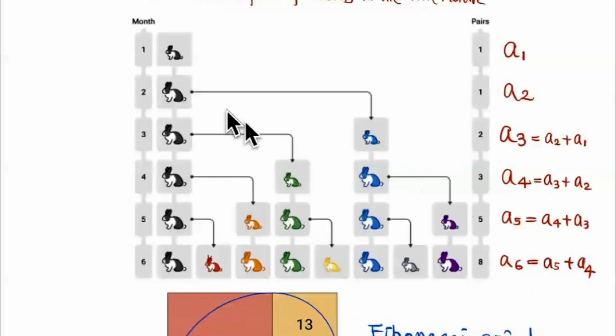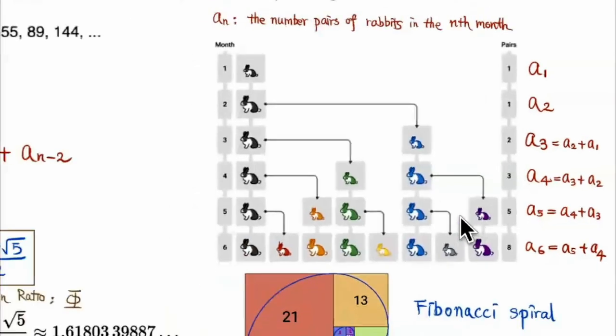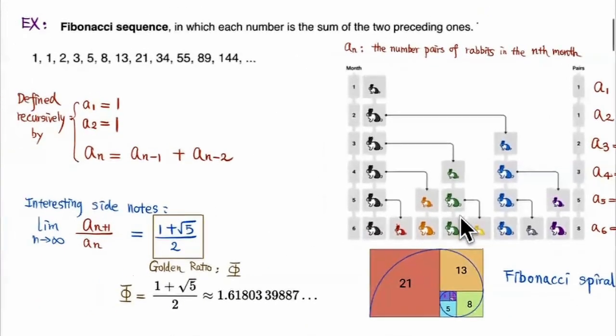Suppose every pair of rabbit is going to produce a new pair of rabbit when they are over 2 months old, and they live forever. Okay, and this is actually called the Fibonacci sequence. Now let's go to the numbers. You have the first one, 1 pair of rabbit. Second one, you still have 1 pair of rabbit.